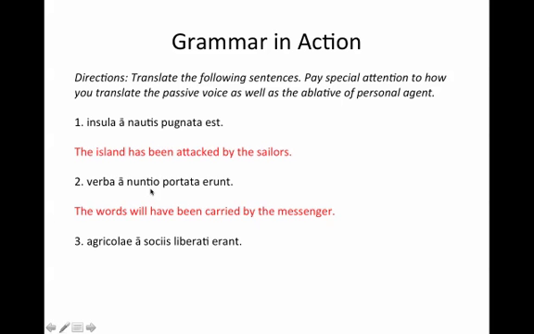And finally, number 3, agricolae a sociis liberati erant. The farmers had been freed by the allies. Note that the farmers are masculine plural, and that's why we need to use liberati, the masculine plural form of the fourth principal part, when forming the verb. And who's doing the freeing? A sociis, our ablative of personal agent.